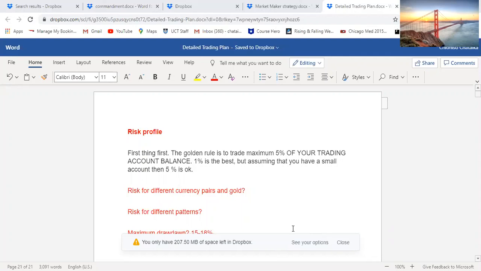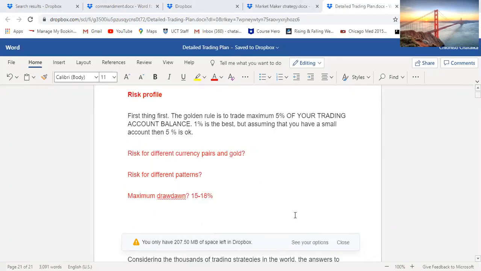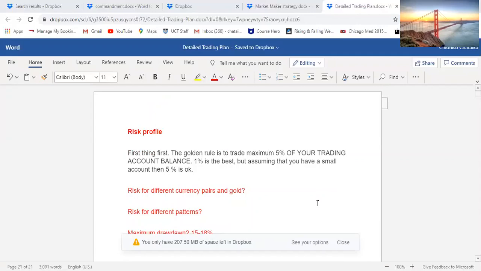Obviously, the trading plan you create now isn't the same one you're going to use 5, 10 years from now. You're going to keep changing it, correcting it, making amendments. But it's important to notice where I'm correcting myself. So let's jump into it.